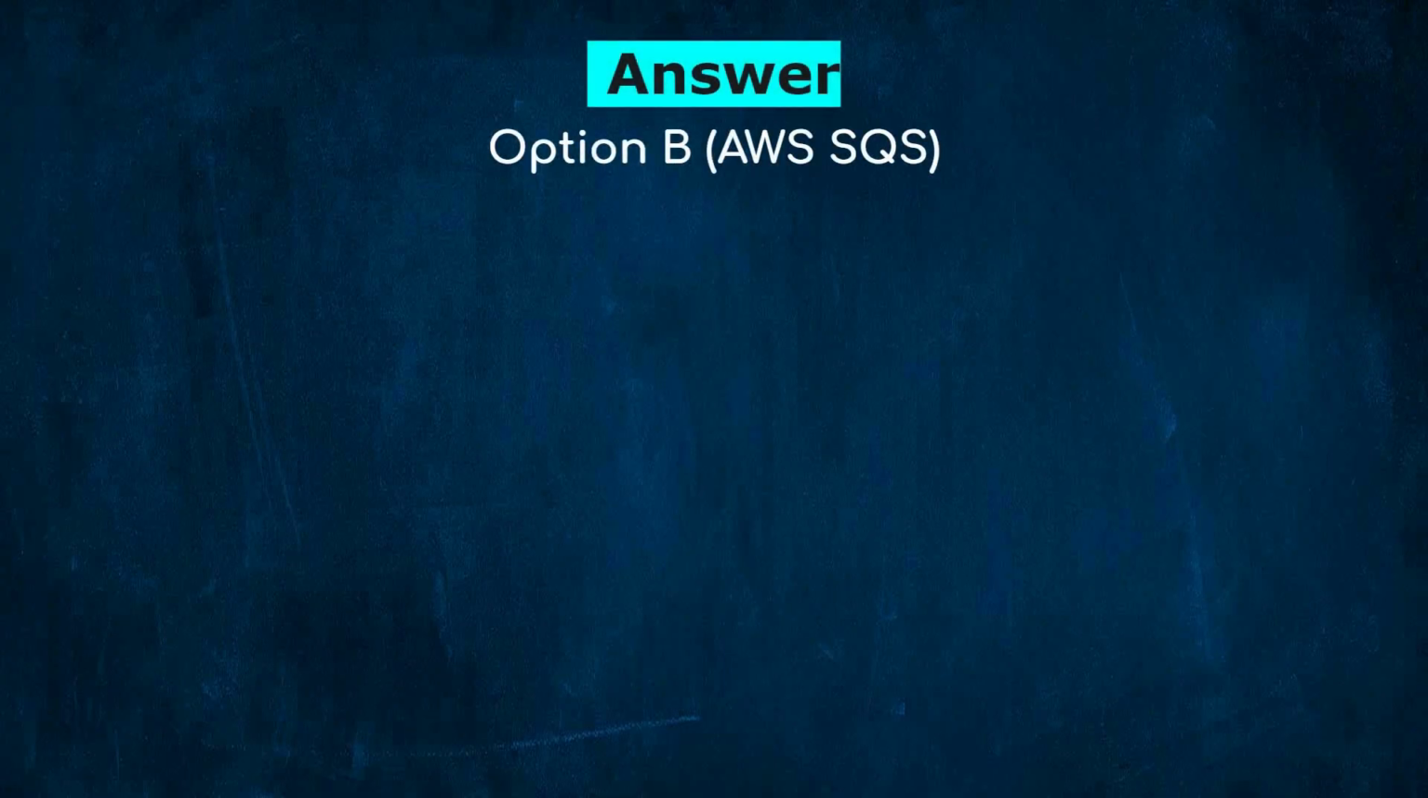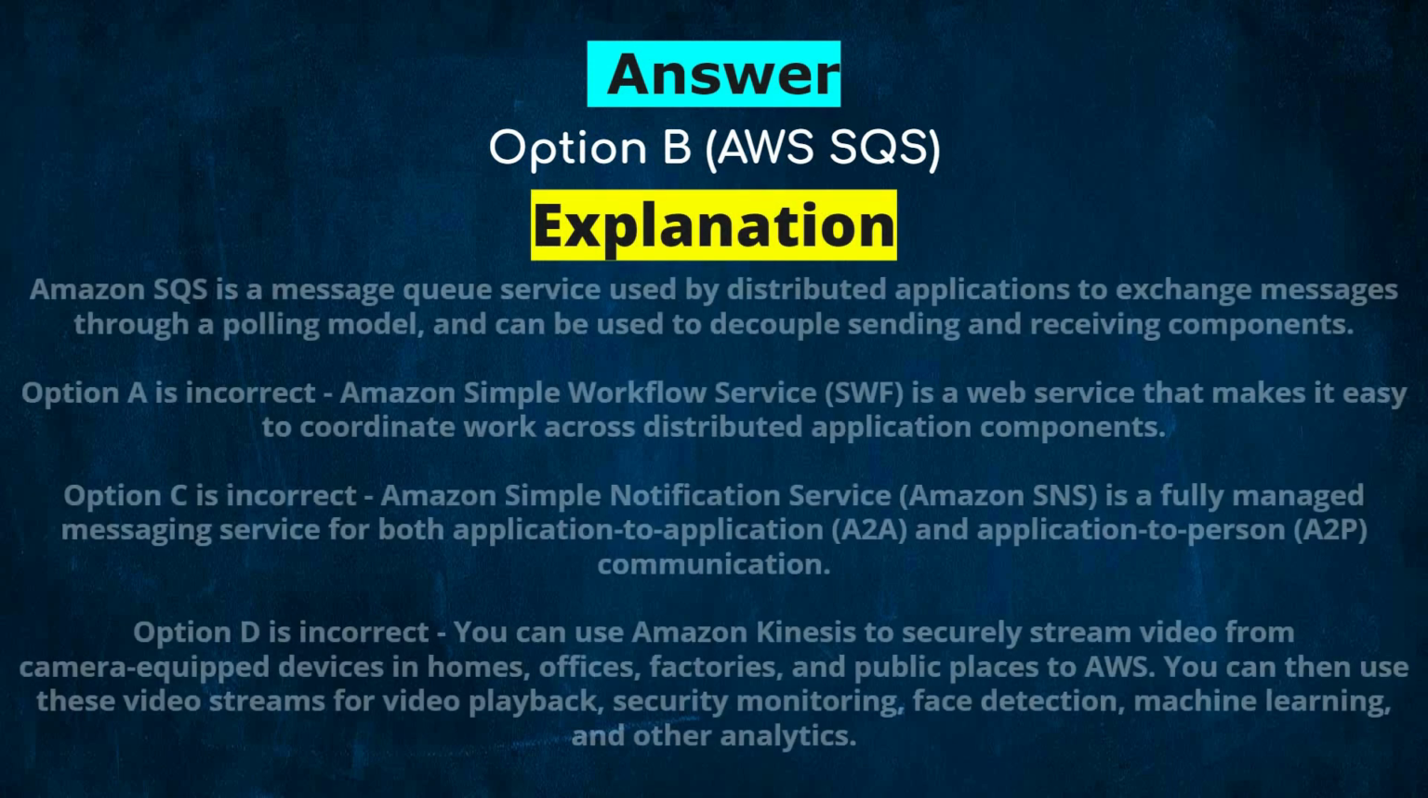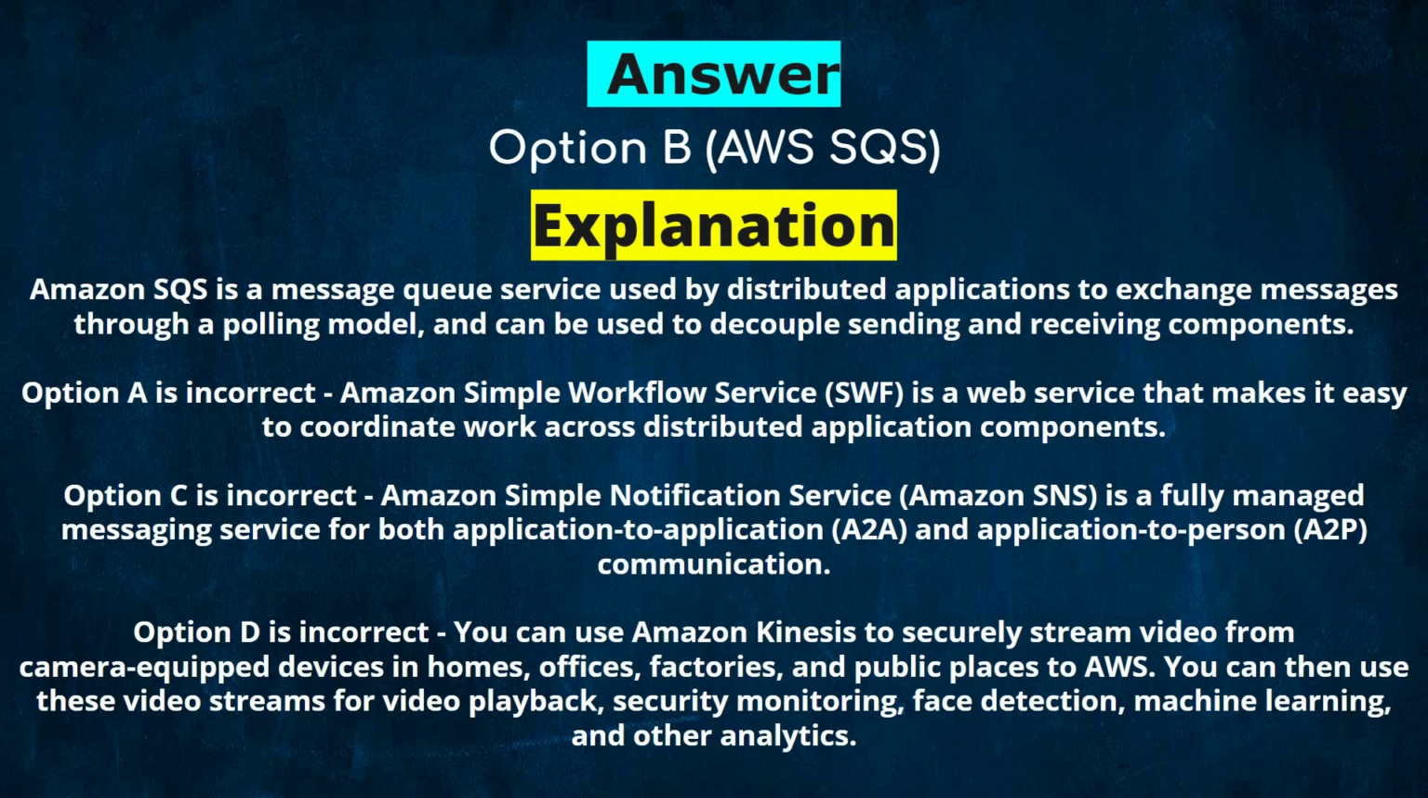AWS SQS. Explanation. Amazon SQS is a message queue service used by distributed applications to exchange messages through a polling model and can be used to decouple sending and receiving components. Option A is incorrect. Amazon Simple Workflow Service is a web service that makes it easy to coordinate work across distributed application components. Option C is incorrect. Amazon Simple Notification Service is a fully managed messaging service for both application to application and application to person communication.